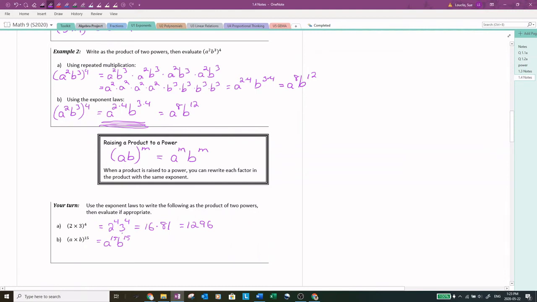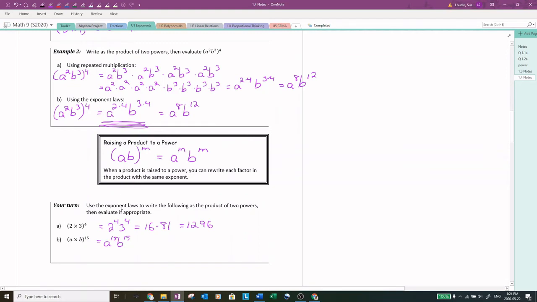Okay, notice that I don't evaluate example B here, a to the 15, b to the 15. I can't evaluate that because I don't know what a and b are, so I can't simplify that any further. However, in A, I can multiply those numbers and get 1,296. That is the evaluation of that expression.